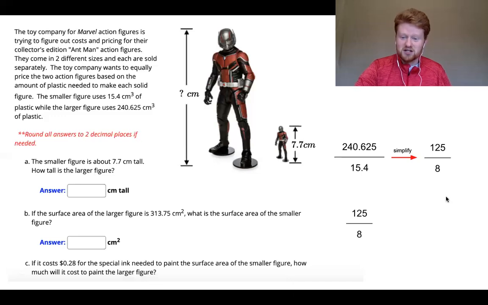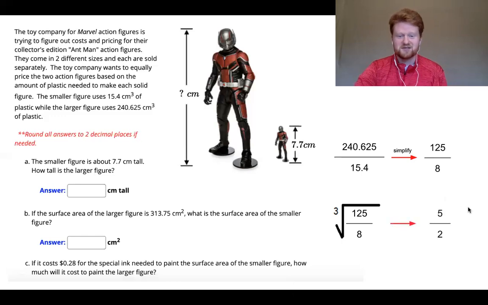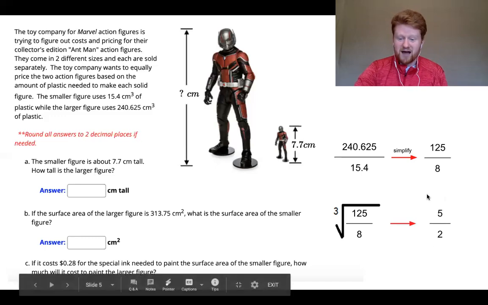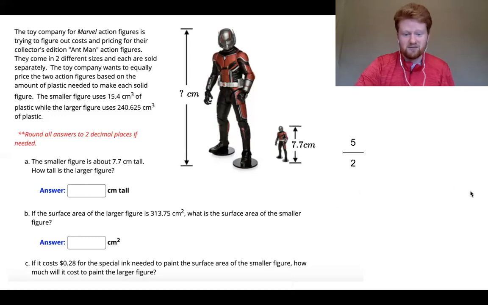And to get the linear ratio, remember, we need to cube root that. If we're going to cube root a fraction, we can take the cube root of the top, which is the numerator, and the cube root of the bottom, which is the denominator. And when we do that, you'll see it's 5 over 2. So 5 over 2 then is our linear ratio. We can use this to get at the height of that taller figure.